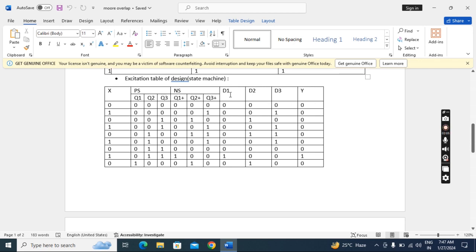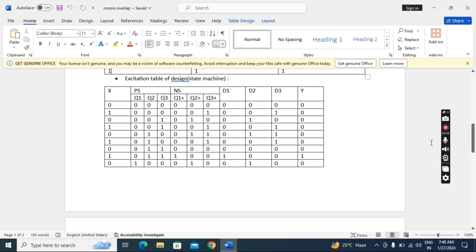When there are 3 flip-flops, we will get 3 present states and 3 next states. So Q1 is the present state of D1 and Q1 plus is the next state of D1 only. Like that, for D2, Q2 is the present state and Q2 plus is the next state. For D3, Q3 is the present state and Q3 plus is the next state. Now, how to write these values, we'll see. We know how many states in total? 5 states in the state table we got.